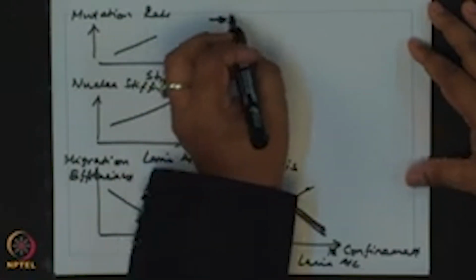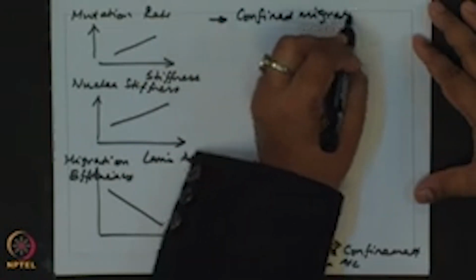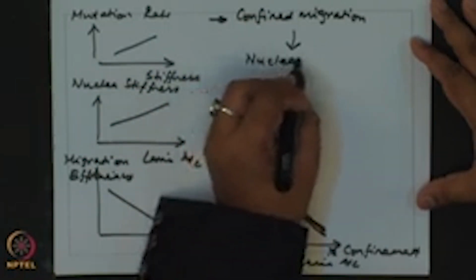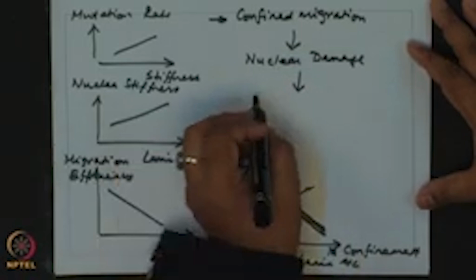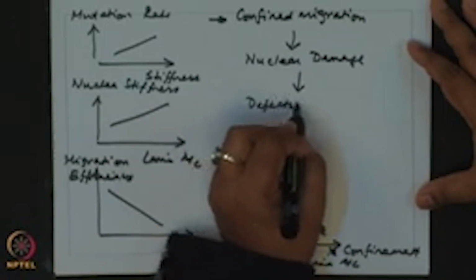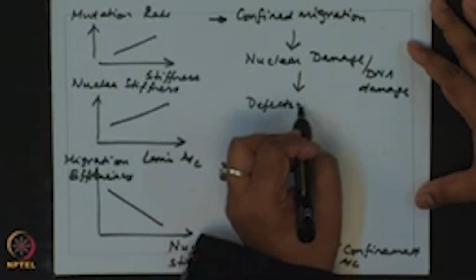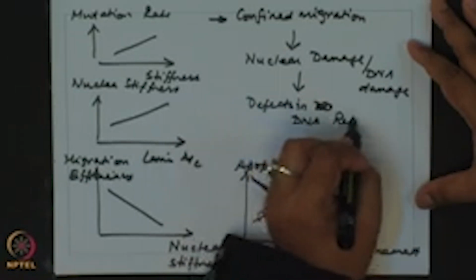So, is there a link there? Is it possible that confined migration can lead to nuclear damage, and somehow this translates into nuclear damage and DNA damage, and can it lead to defects in DNA repair? This is what I am going to talk about today.